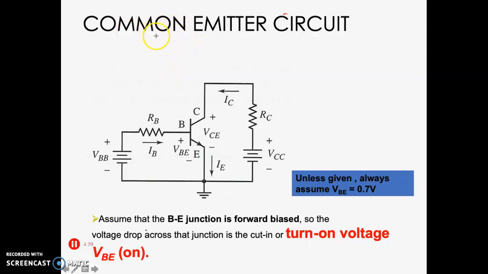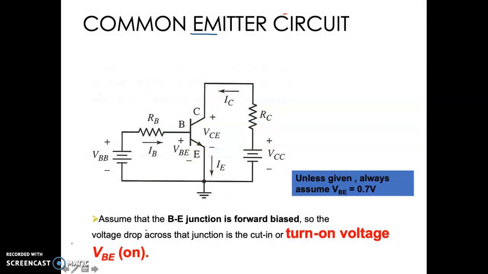This is the example circuit of a common emitter. So why do we call this common emitter? This is the collector, this is the base, and here is the emitter. We look at the input and output. Your input is connecting to your base, your output is connecting to your collector. So what is common between your input and your output is your emitter. That's why we call this common emitter.